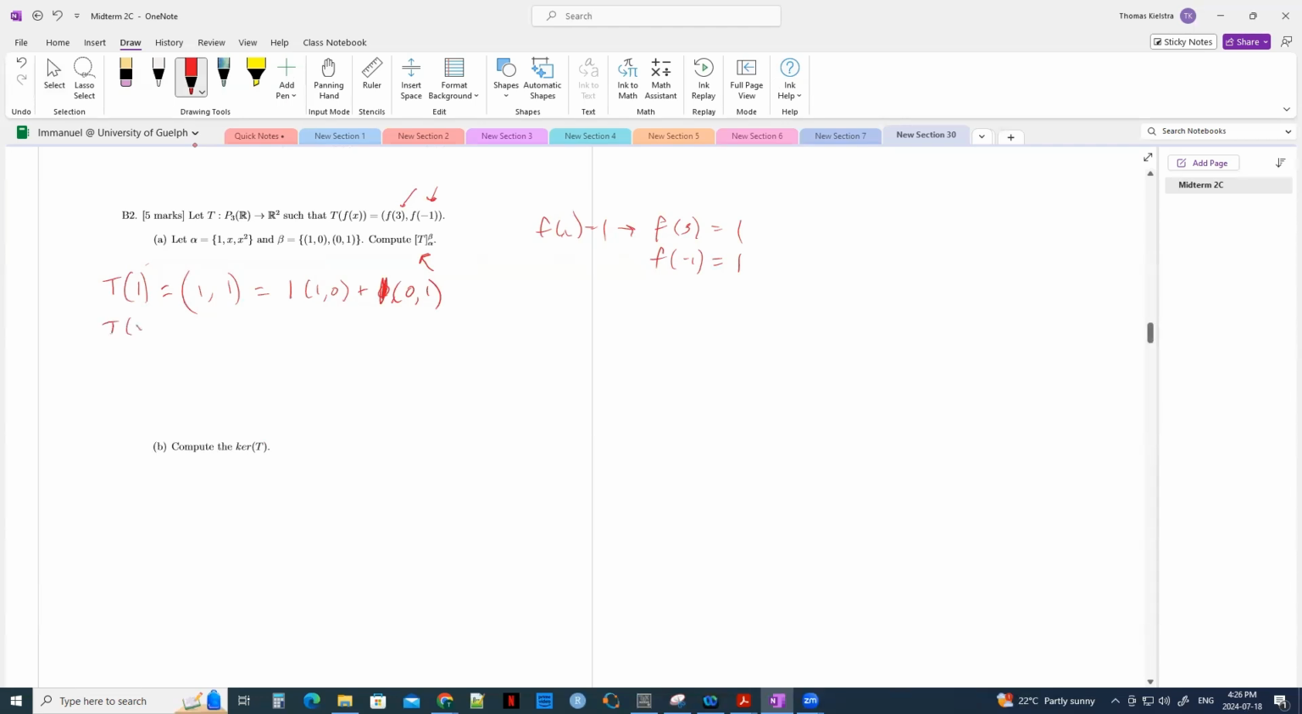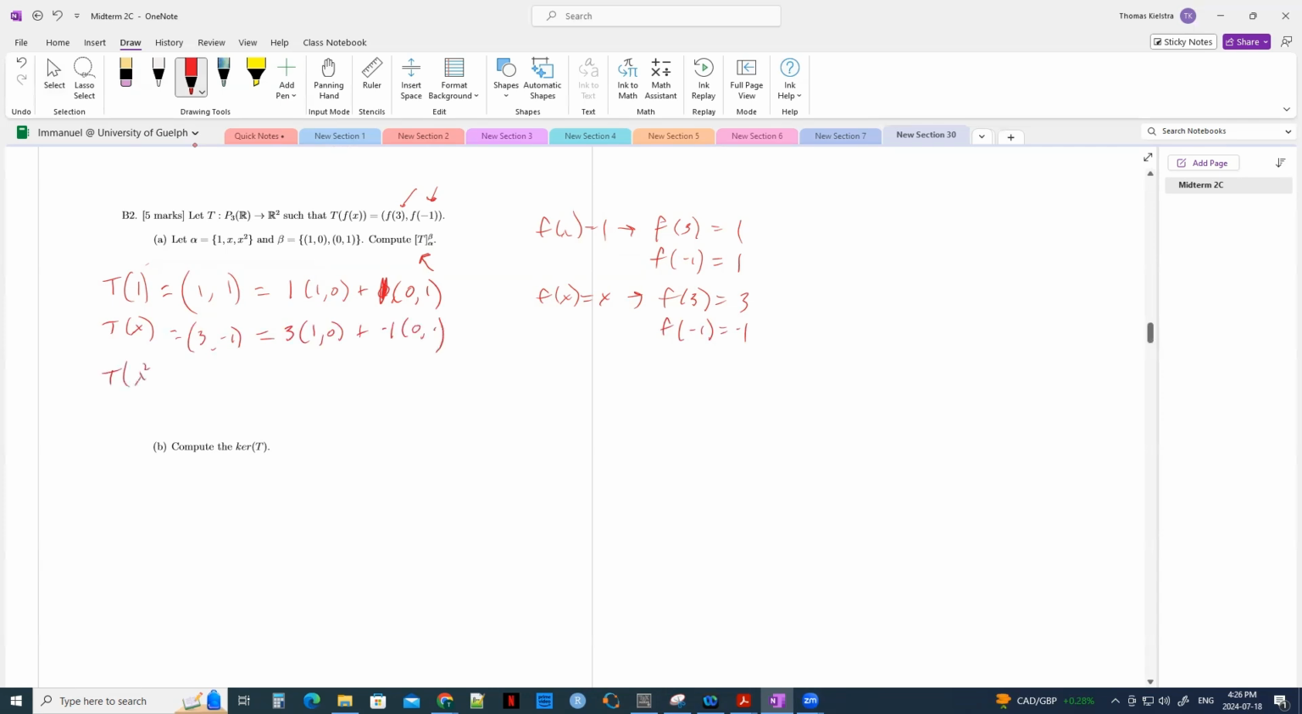What about T of x? Well, if f of x equals x, then f of 3 equals 3, and f of -1 equals -1. So this equals (3, -1), which equals 3 times (1, 0) plus -1 times (0, 1).